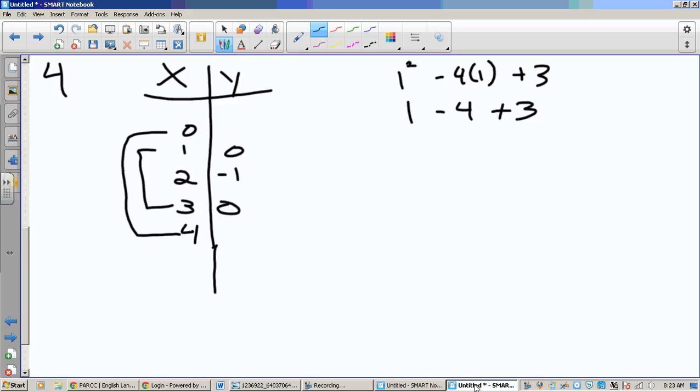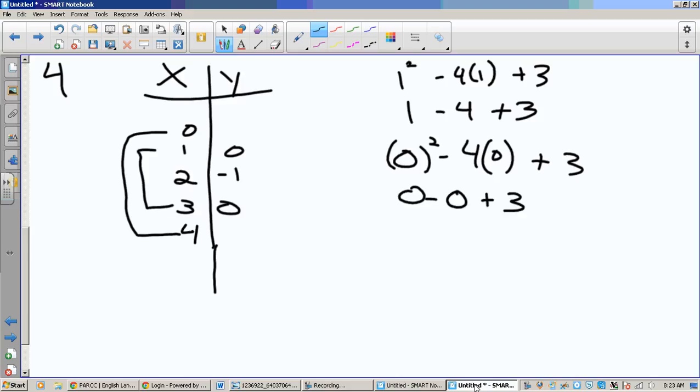But then the x squared, 0 squared minus 4 times 0 plus 3. We've got 0 minus 0 plus 3. Obviously, that's 3. And what would we expect 5 to be? Can you give me a math statement without doing the math? What would tell me something true about if x equals 5?